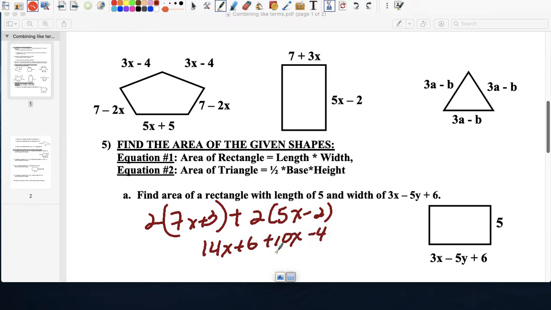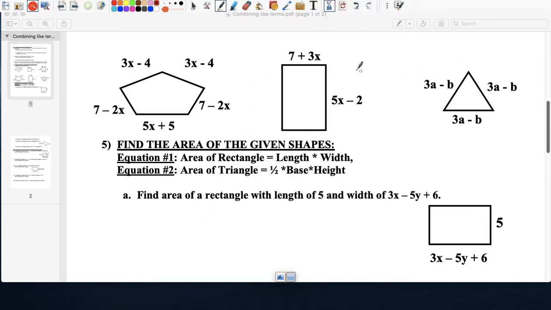Combine like terms. This and this becomes 24x. Positive 6 minus 4 becomes plus 2. Last one is a triangle, as isosceles. Sorry, equilateral triangle. Multiply by 3. Or just add them. We get 9a minus 3b.